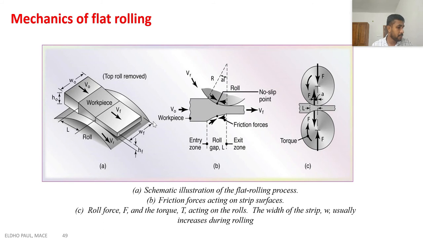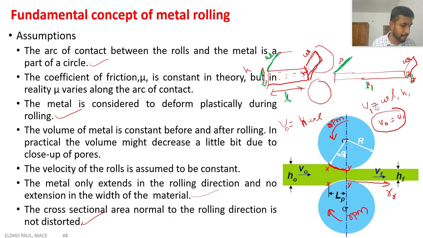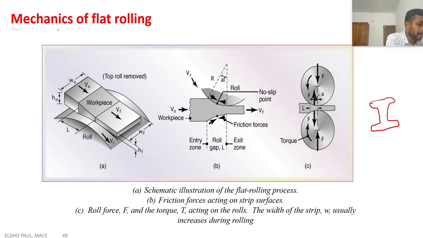So next we are going to study the mechanics of flat rolling. There are different types of rolling. We can produce different structural components with different sections, such as I sections and H sections, using the rolling process. Different types of rolled products can be made, but here we are limiting our analysis to flat rolling. This is an example of flat rolling. Here the surface is a flat surface. So we consider only flat rolling for the analysis, and that is why this heading is the mechanics of flat rolling.